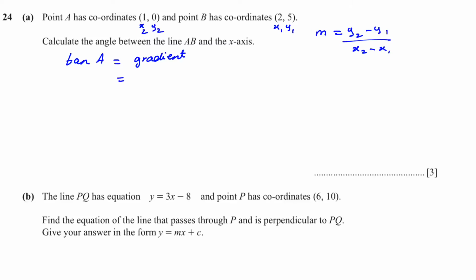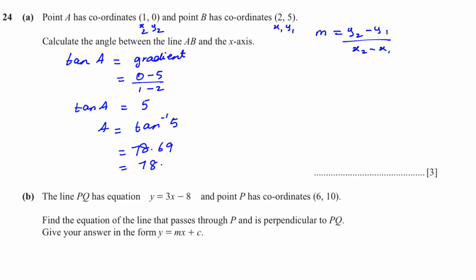whichever way you find it easy. So you will have 0 minus 5 over 1 minus 2. Your gradient is going to be 5. And whenever you want to find an angle, if a trig identity is involved, what do we do? We do the inverse. So tan inverse 5 will give you 78.69. Rounded to 1 decimal place, the angle is 78.7 degrees.